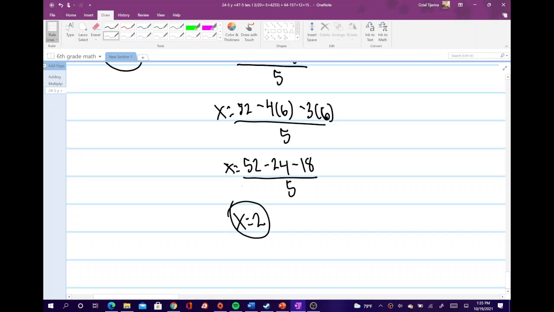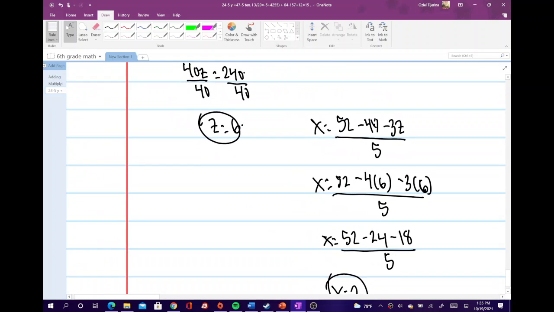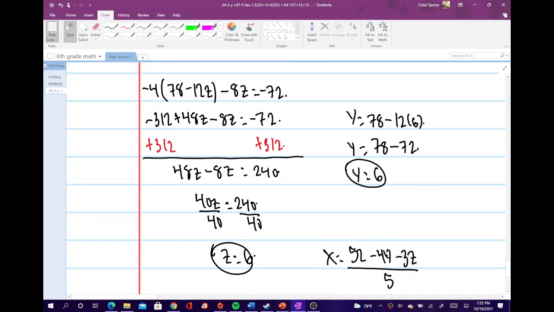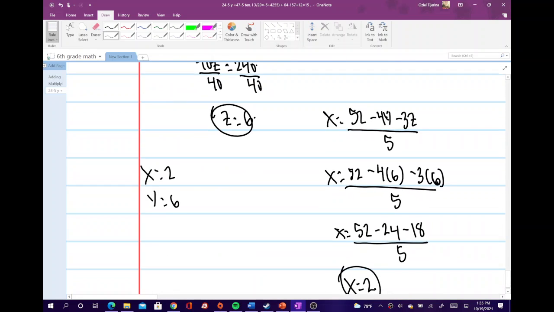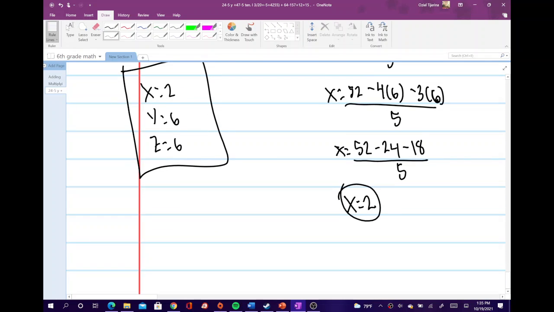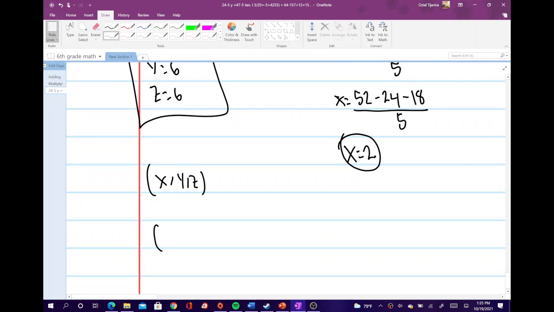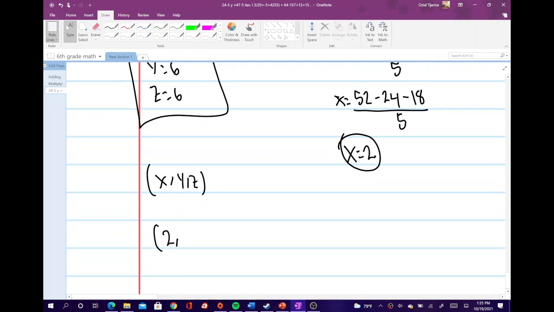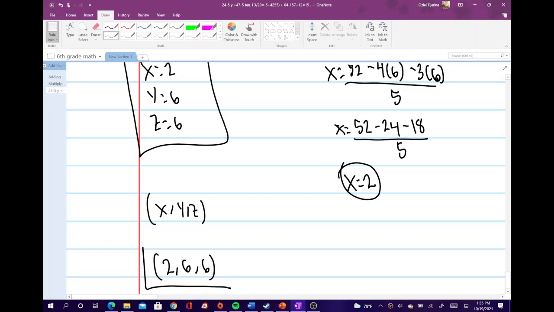So the solution to this systems of 3 equations is x equals 2, y equals 6, and z equals 6. And if they want it as an ordered triple, again, an ordered triple is x, y, z, so it would be 2, 6, 6. And this is your final answer for this problem here.